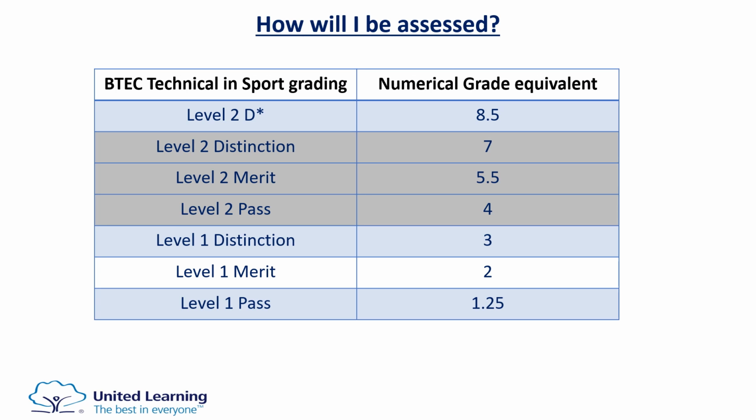The grading is also slightly different in vocational subjects. In your BTEC Sport, we don't use the numerical system like you would in your GCSEs. We use the BTEC Technical Sport grading, and you can see the numerical grade equivalent there. So we really look at the level 2 pass, which is equivalent to a grade 4. We look at level 2 merit, equivalent to slightly higher than a grade 5, and level 2 distinction, which would be equivalent to a grade 7.